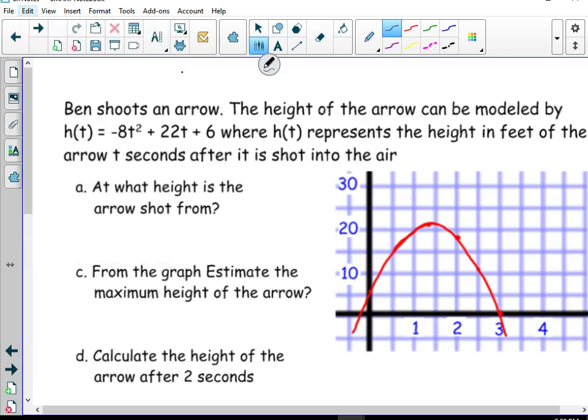Okay. You guys have that already drawn on there, right? Yeah. Okay. So dude shot an arrow in the air. Notice what I was talking about before, H and T. This one actually has it. So, where did it get shot from? How high?